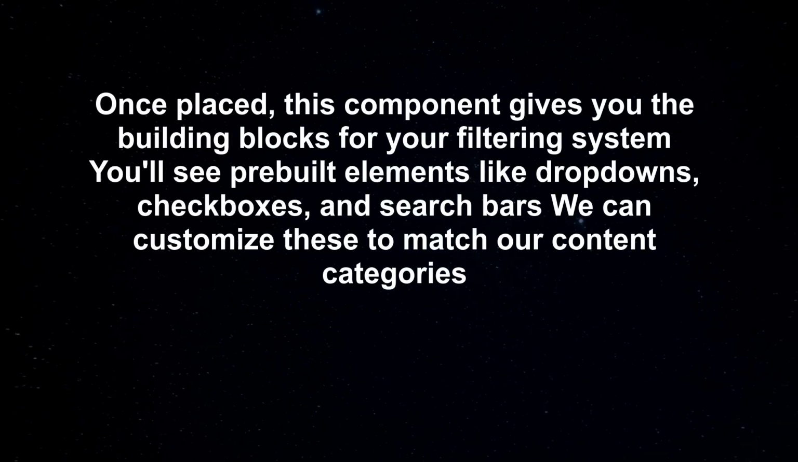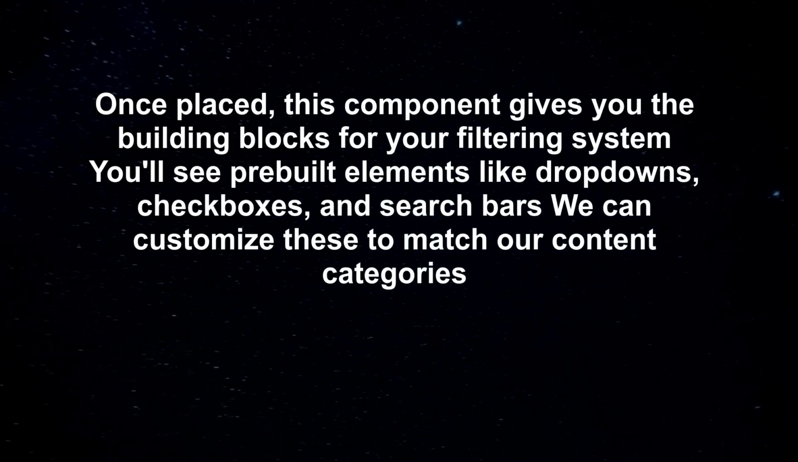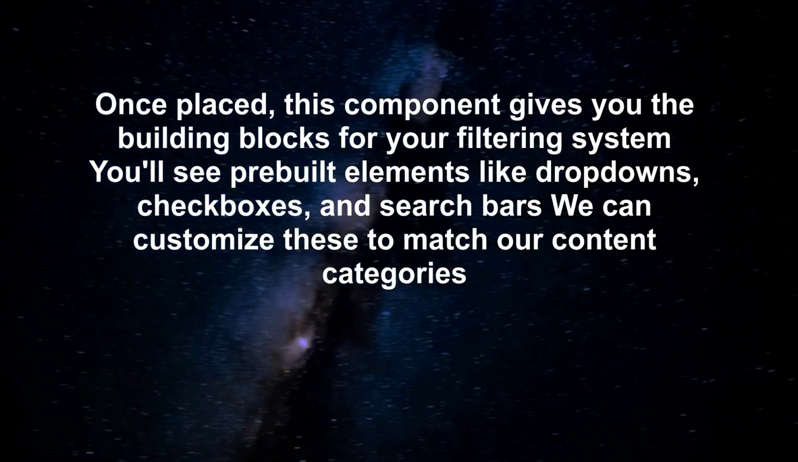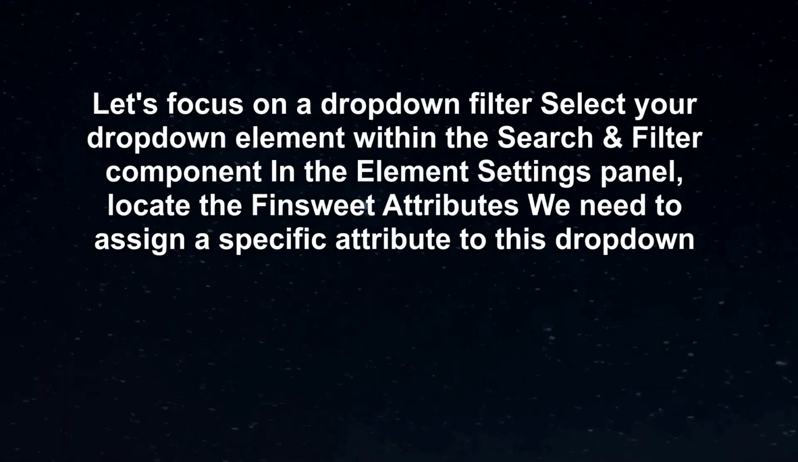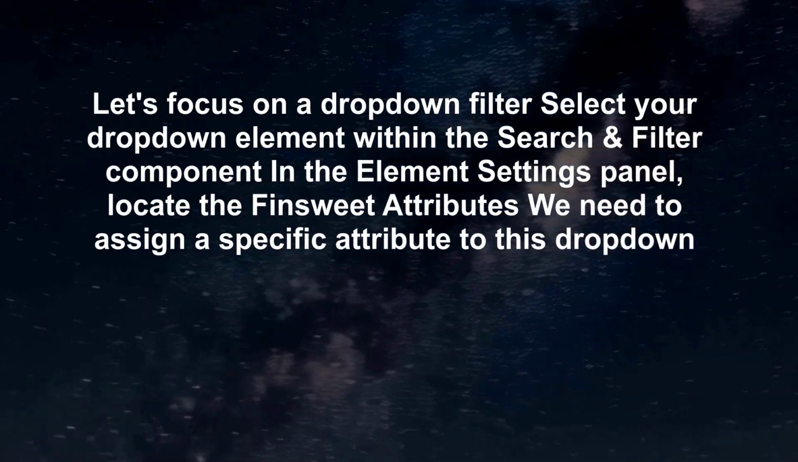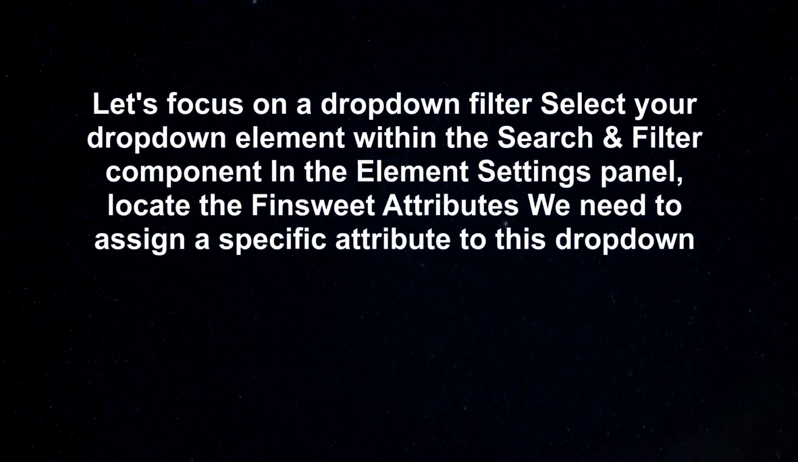You'll see pre-built elements like dropdowns, checkboxes, and search bars. We can customize these to match our content categories. Let's focus on a dropdown filter. Select your dropdown element within the search and filter component in the element settings panel.